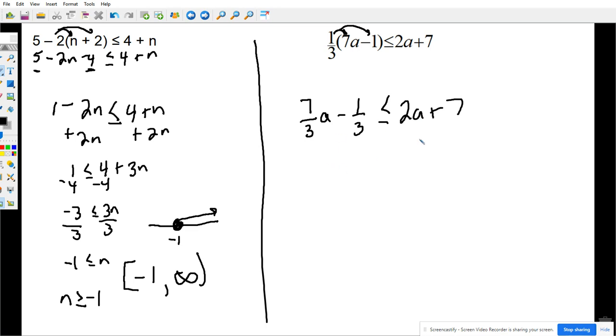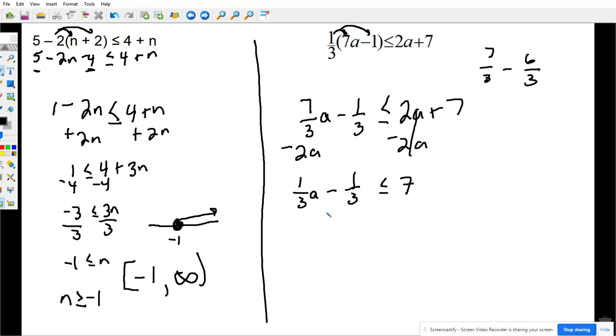So same thing. I'm going to get the variables on one side. So I'm going to subtract 2a. Okay. Now, this is where you may need to get a calculator out, or if you're good with fractions, you can do that. But 7 over 3a minus 2a is the same thing as 7 over 3a minus 6 over 3a, right? 6 divided by 3 is 2. So now I got a common denominator, and I would just get 1 over 3a minus 1 over 3 is less than or equal to a positive 7. Again, those canceled on this side.